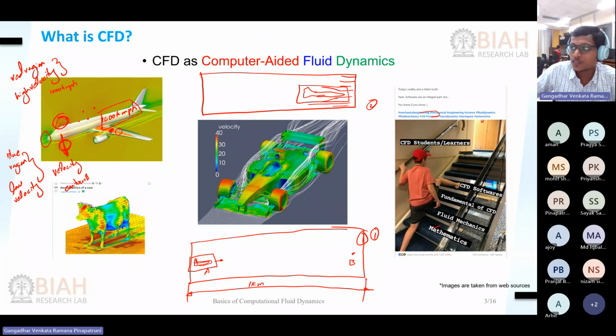Sir, I have a doubt, sir. The color in that car is the speed at that point. Is the velocity at that point related to other points, or is it related to some reference point?